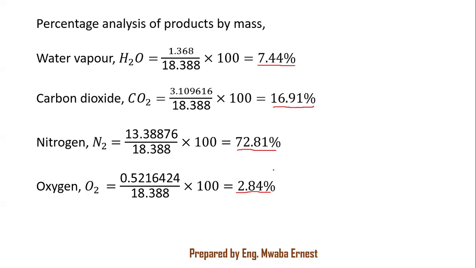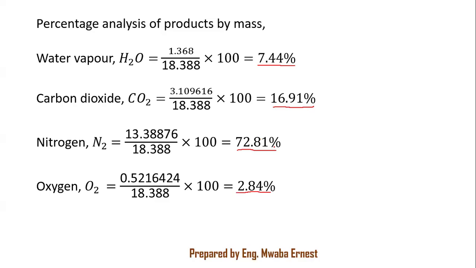Now, when you add these answers we have here, add 7.44, 16.91, 72.81, and 2.84, you should get back your 100. You should have 100%, because these products of combustion, the total is supposed to be a full package, which is 100%, and this is how they've been shared.